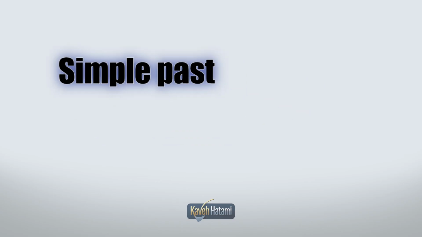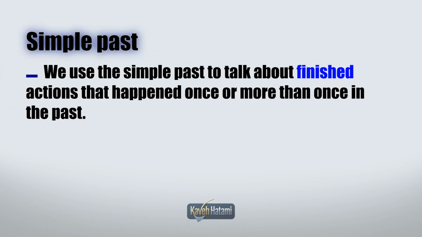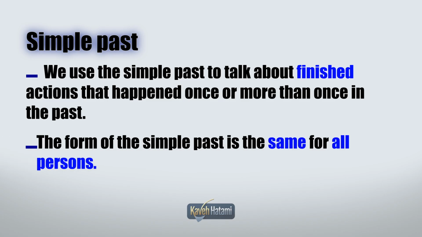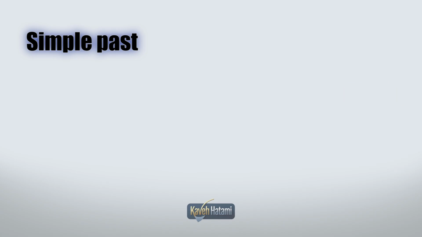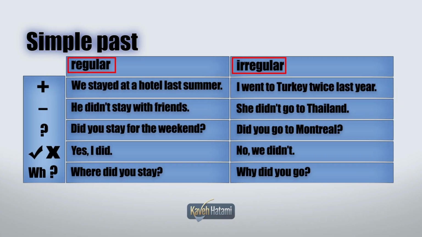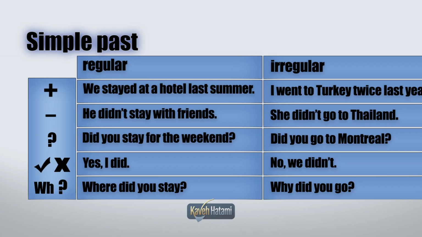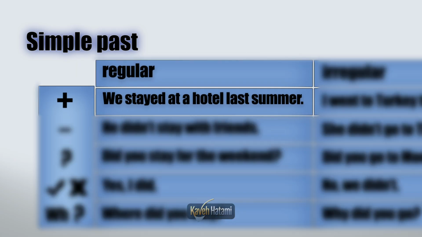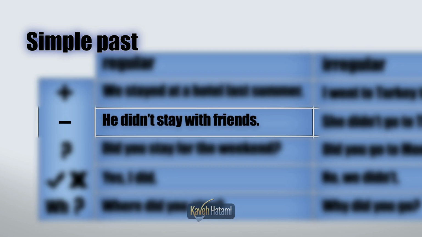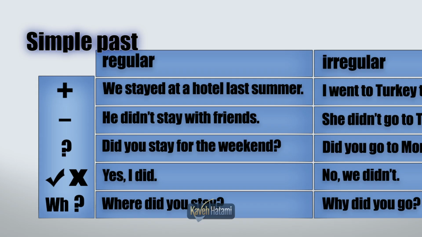Simple past. We use the simple past to talk about finished actions that happened once or more than once in the past. The form of the simple past is the same for all persons. Regular and irregular verbs. Regular. In positive form, for example, we stayed at a hotel last summer.